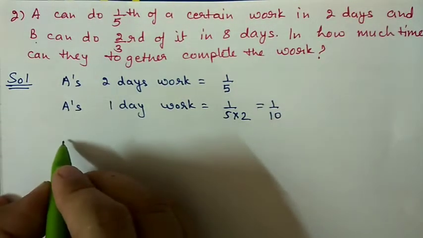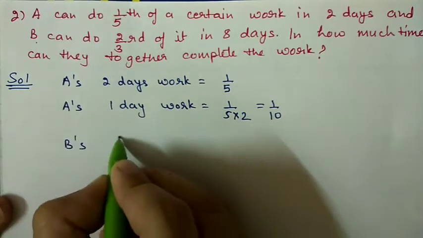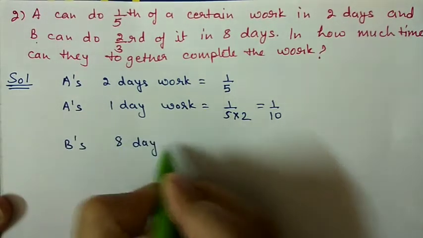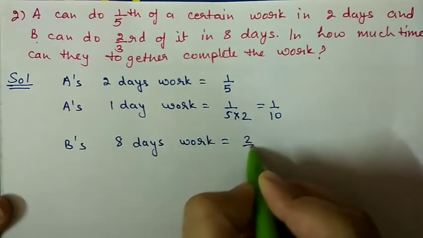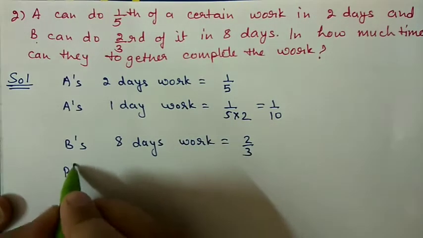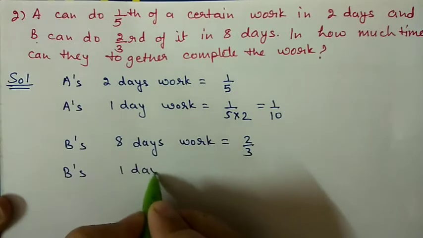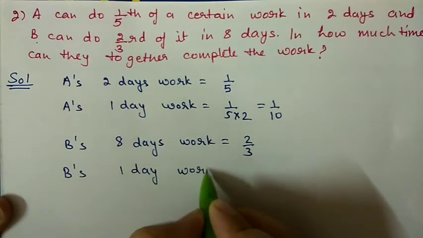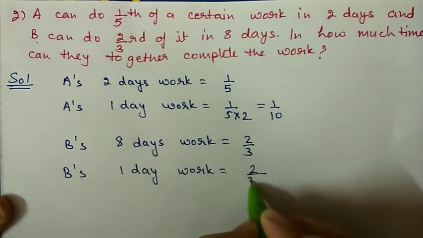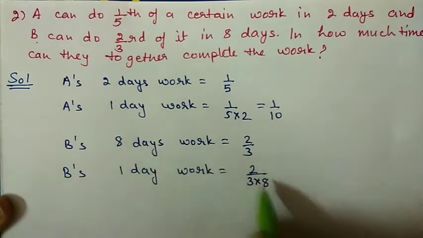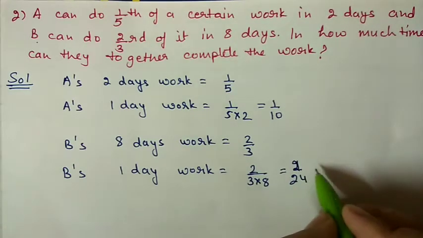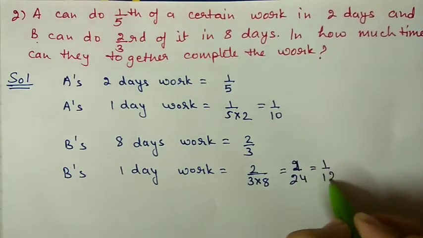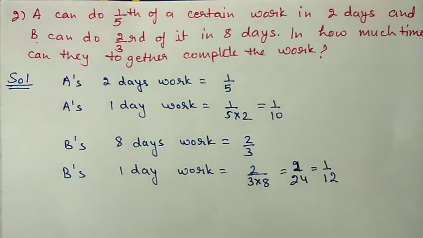Similarly we will find out for B also. B's 8 days work they have given here. 8 days work is equal to 2 by 3. So B's 1 day work will be 2 by 3 into 8. This 8 we have to shift to the other side, so it will come for division. 2 by 24 we will get, or we can write it 1 by 12. We can do the cancellation.